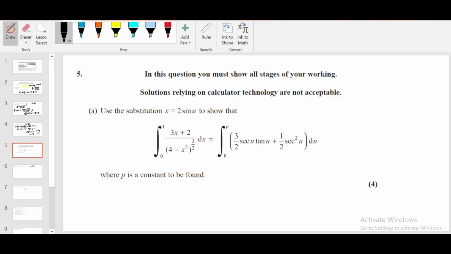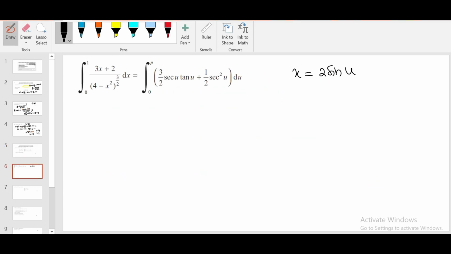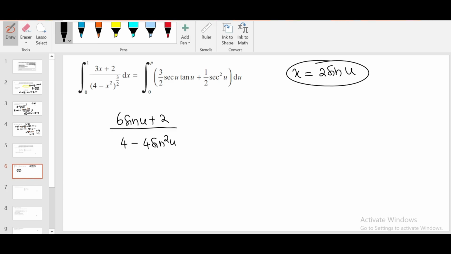So I have taken the integral and the substitution here separately. We are going to carefully change everything in terms of u. So replace x by 2 sine u. You will get 3 times 2 sine u, which is 6 sine u, plus 2, divided by 4 minus x square. When you square this, it becomes 4 sine square u, to the power 3 over 2. We have changed everything already. We need to change dx and the limits now.